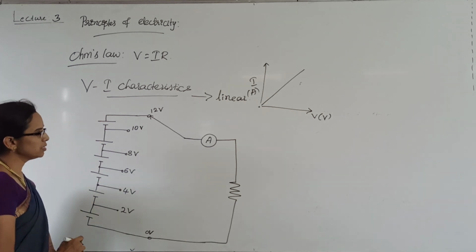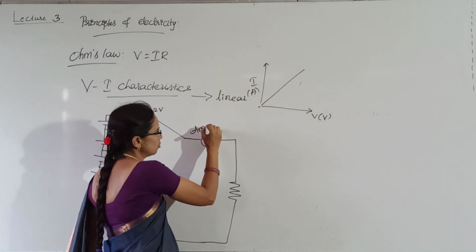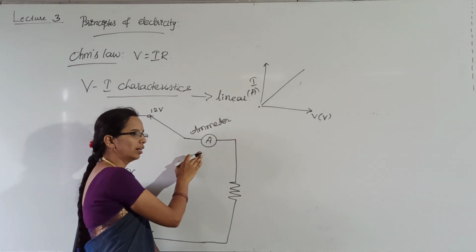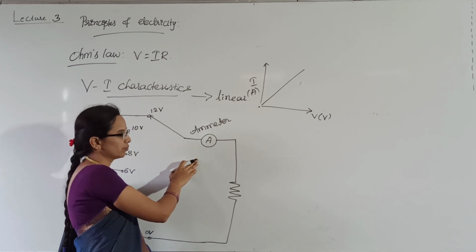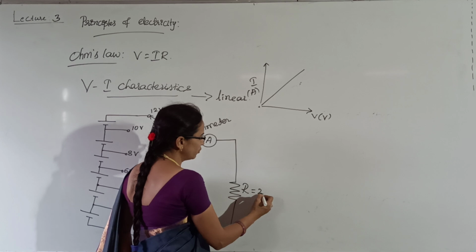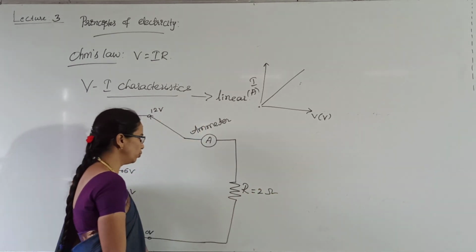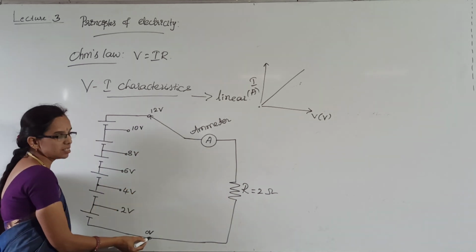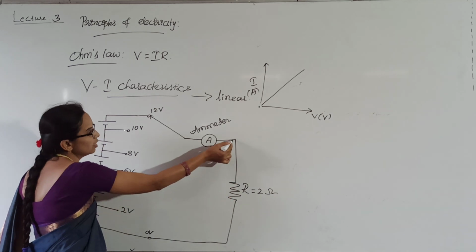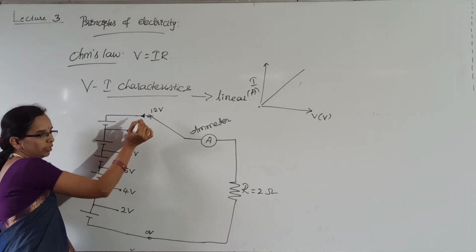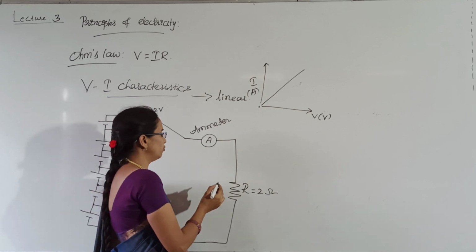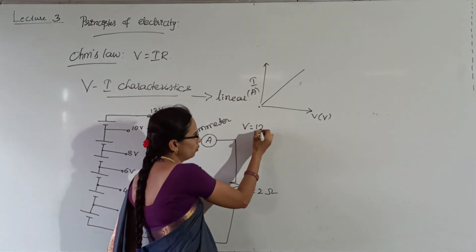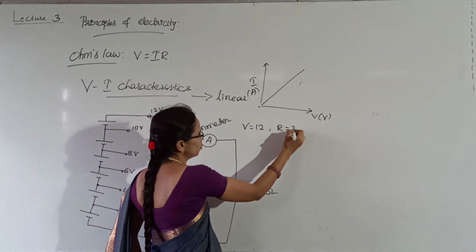Okay, this is a simple circuit. This is the ammeter, a device used to measure the electric current. Or you can even connect a bulb over here. This is the resistance. I have kept the resistance of 2 ohm. Here it is 0 volt connected to one end of the resistor, and the other end of the resistor is connected to 12 volt. Right? So if you calculate for 12 volt, the voltage is equal to 12 volt and the resistance is equal to 2 ohm.